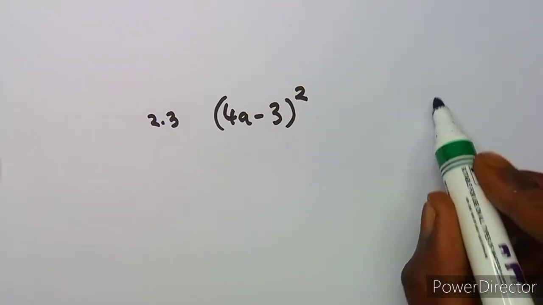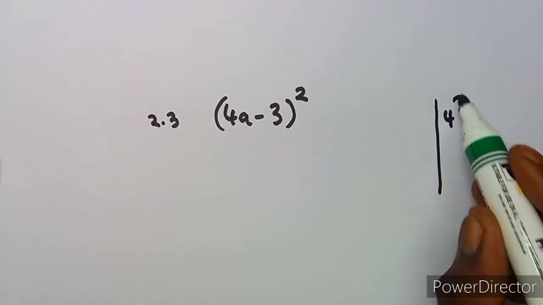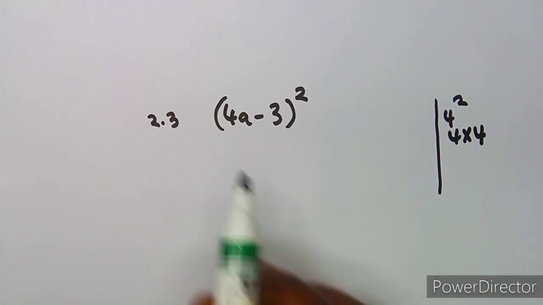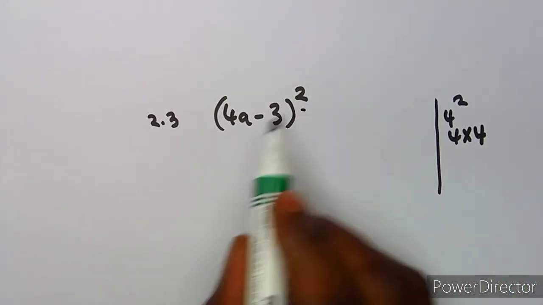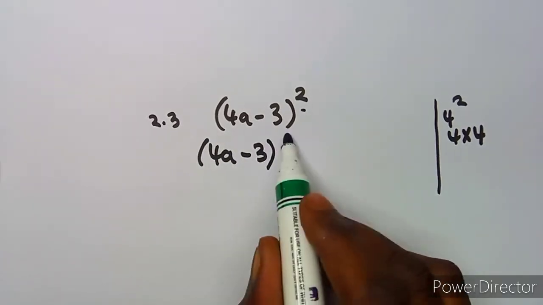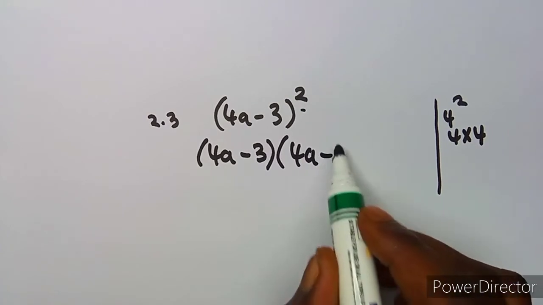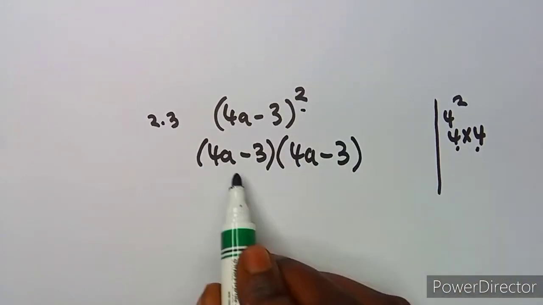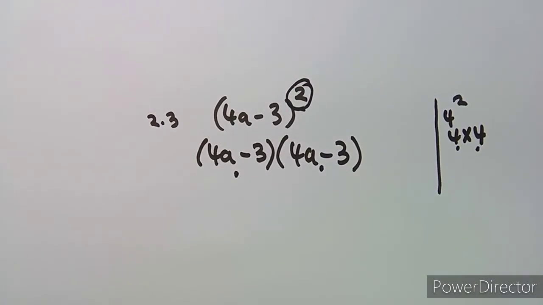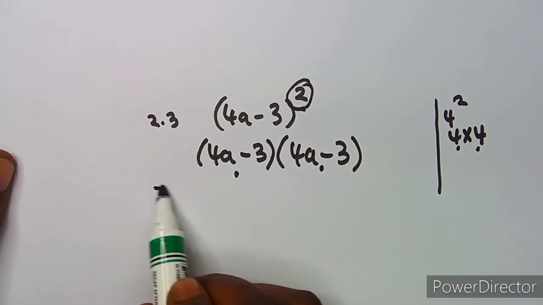Squared, a squared, just like 4 squared, it means 4 times 4. So when a bracket is being squared, it means this bracket is multiplying itself like this, just like what the number was doing, 4 times 4. So it means this bracket times this bracket, that is the square when it is affecting a bracket. Okay, so let's expand the bracket.